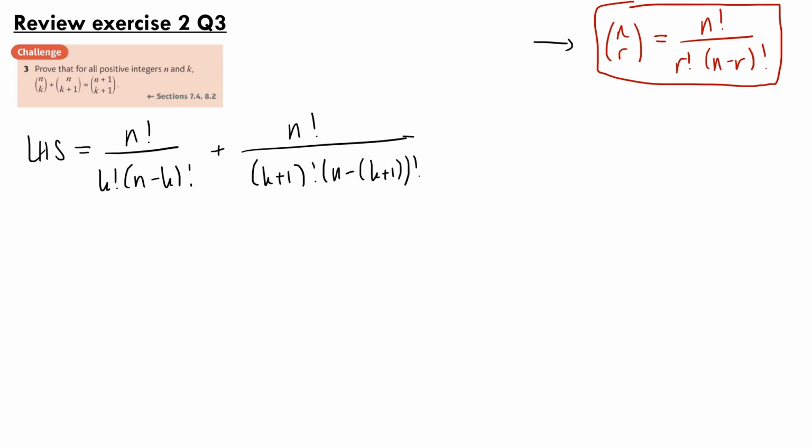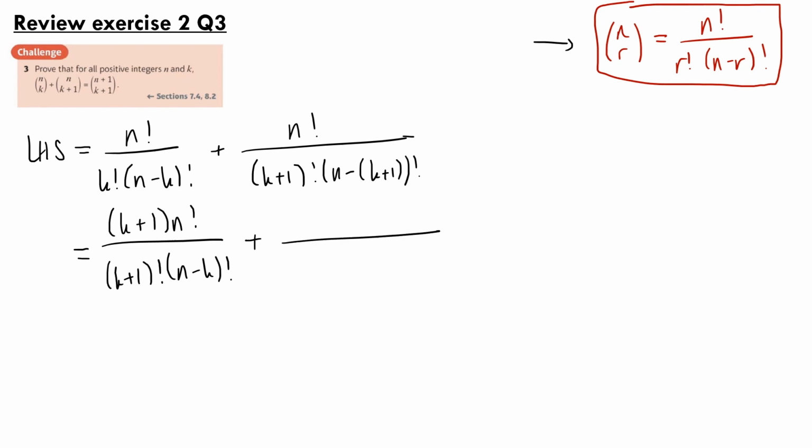So if we want to put these two fractions under a common denominator, then we can multiply top and bottom of the first fraction by k plus 1. So on top we get k plus 1 times n factorial over k factorial times k plus 1, so that's just k plus 1 factorial, n minus k factorial. And then for the second fraction, we're going to have to multiply top and bottom by n minus k. So on the top we have n minus k, n factorial. On the bottom, k plus 1 factorial, and then n minus k minus 1 factorial times n minus k, which is going to be n minus k factorial.